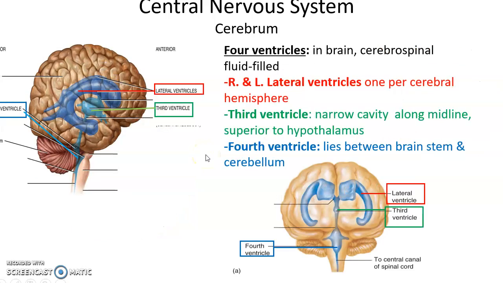There are 4 total ventricles in the brain. You have the right and left lateral ventricles, one in each hemisphere. You have the third ventricle. The third ventricle is in the space between the 2 halves of the diencephalon. And then the fourth ventricle. The fourth ventricle is in that space between the brainstem and the cerebellum. All 4 ventricles are connected to each other. So cerebrospinal fluid flows from the lateral ventricles into the third ventricle, into the fourth ventricle.